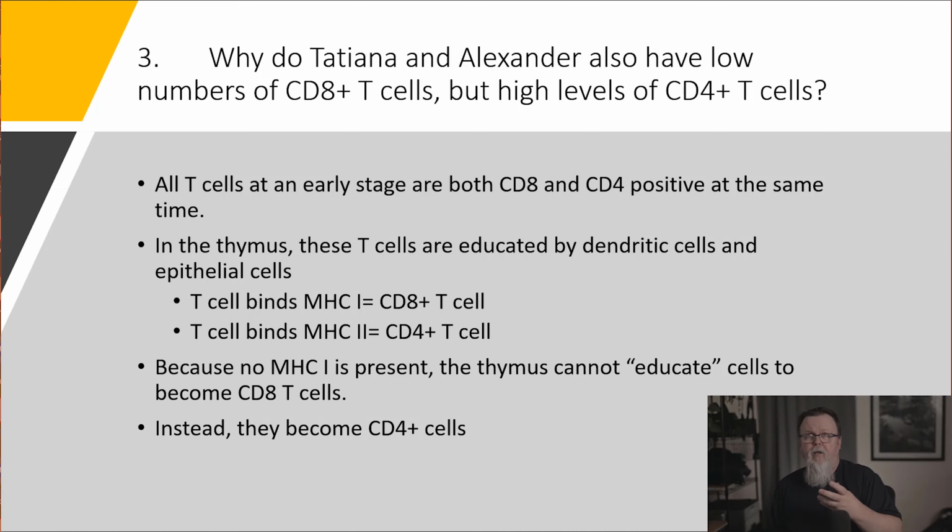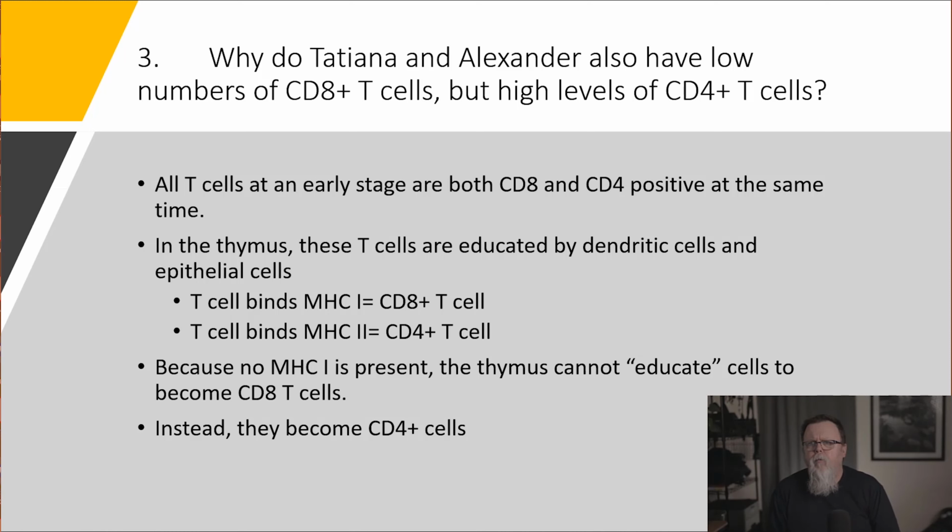So any given uneducated T cell, like I said, it expresses both CD4 and CD8. It has the potential to be either a CD8 T cell or a CD4 T cell. But there's dendritic cells and epithelial cells in the thymus that these T cells bind to. So if it binds to a MHC1 molecule in the thymus, it becomes a CD8 T cell. If it binds to MHC class 2, then it becomes a CD4 T cell.